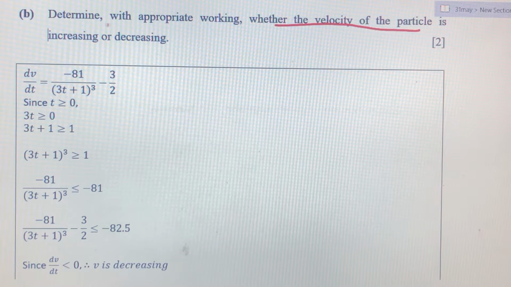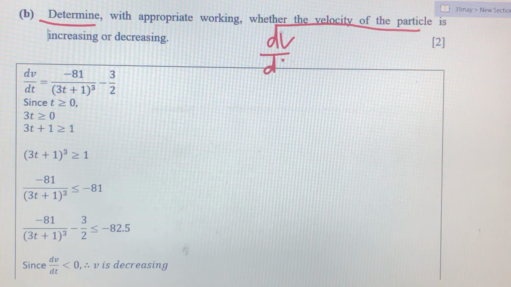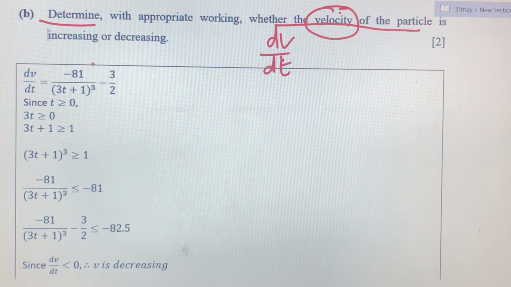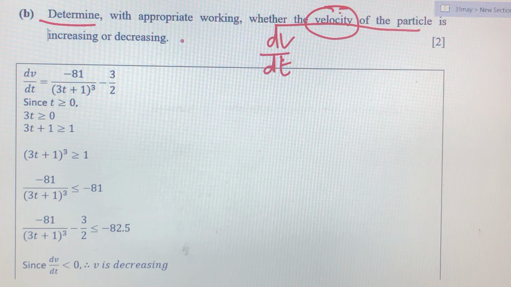Okay, so determine whether the velocity is increasing or decreasing. So you need to find dv/dt. Whenever they ask whether any quantity is increasing or decreasing, you differentiate. For example, is y increasing or decreasing? You differentiate. Is the area increasing or decreasing? You differentiate. Is the volume increasing or decreasing? You differentiate. So this concept you must know. Here, you just differentiate the velocity equation.